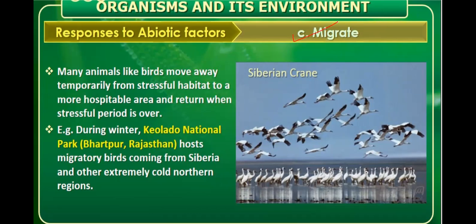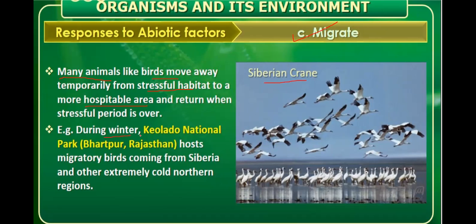Another method is to migrate. Many animals like birds move away temporarily from a stressful habitat, one that is not conducive, not supportable, not comfortable for them. So they migrate for a temporary time, not permanent migration. They move away temporarily from a stressful habitat to a more hospitable area and return when the stressful period is over.